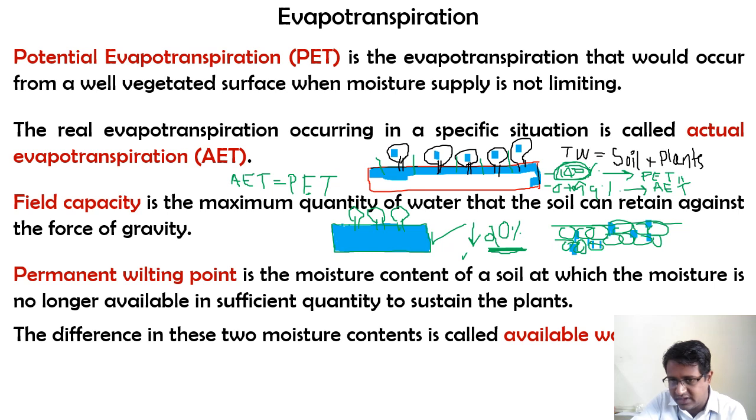Whenever we say the plants extract water from the soil, usually that water comes from these voids. The plants will not be able to extract the water from the soil particles. They usually take up water from the voids. Whenever the moisture content of the soil starts to reduce, initially the amount of water stored in the voids reduces. Then the moisture content of the soil particles starts to reduce.